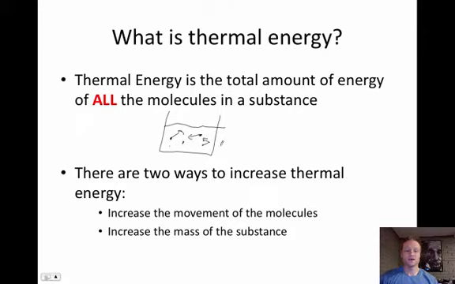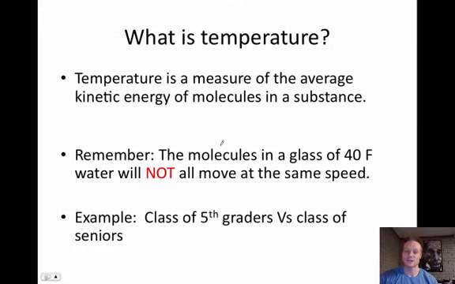That's one component to it. It measures the movement of the molecules, and it measures the mass of the substance. Okay, so how much of it do you have? So thermal energy is simply taking the total amount of kinetic energy and the amount of mass that substance has, which really in another way is looking at the potential energy of that substance. So if you have more of it and you have more movement of whatever the substance is, you've got more thermal energy.